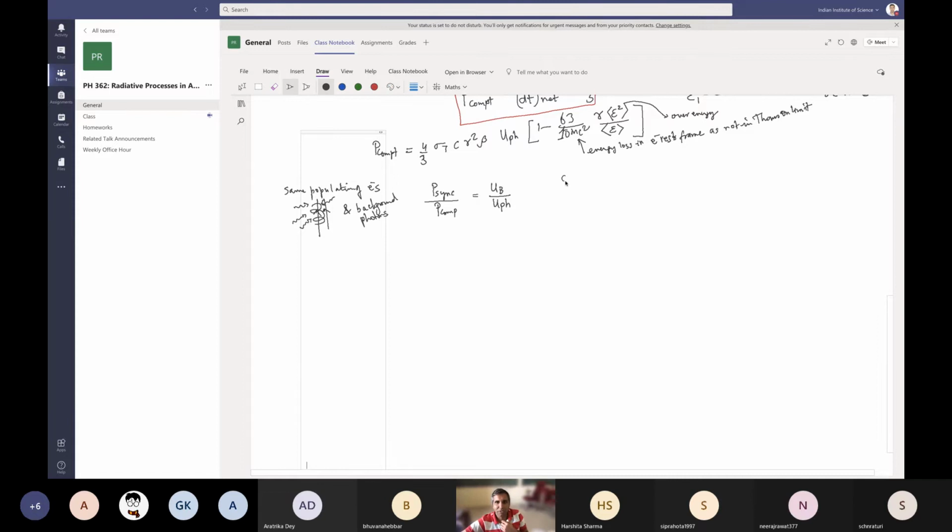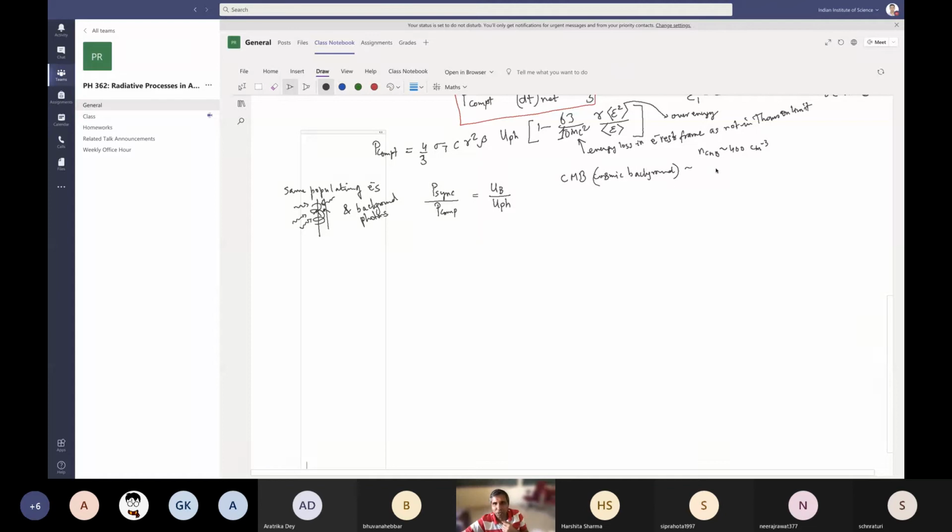Right. So for example, you have the CMB, the cosmic microwave background. That has some energy density. So what is the CMB energy density? I know the number density of the CMB photons. The number density of CMB photons is about, I think, 400 photons per centimeter cube. It's actually quite high.